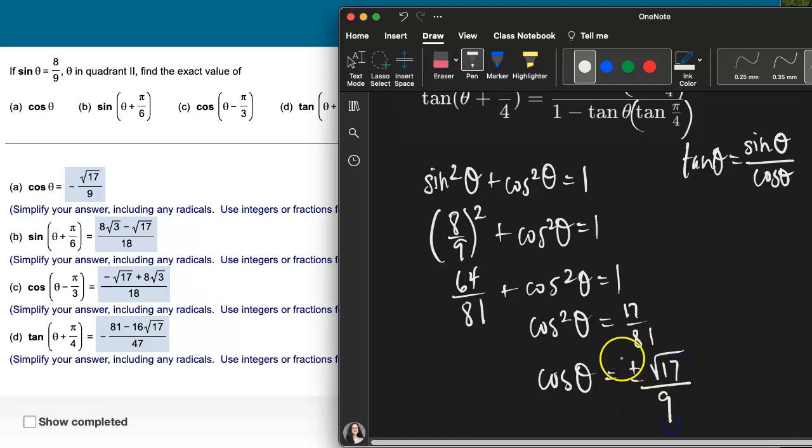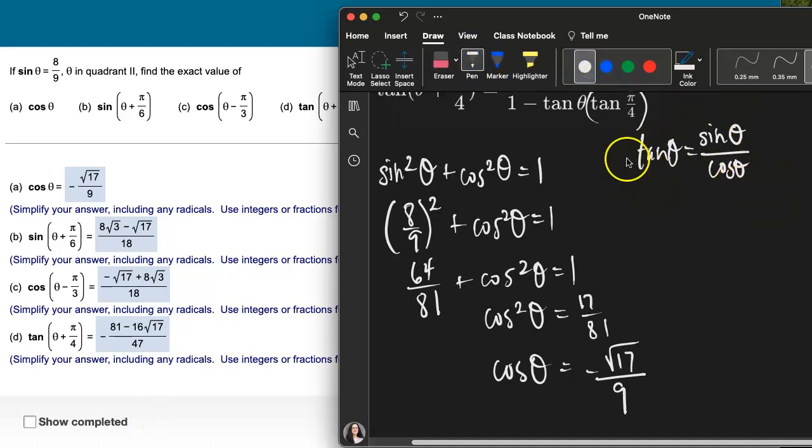And just for a moment, I'm considering both the positive and negative answer to that operation of taking the square root of both sides. But when I further investigate, I see that theta is in quadrant 2, and in quadrant 2, cosine is negative. So I'll only keep the negative solution.